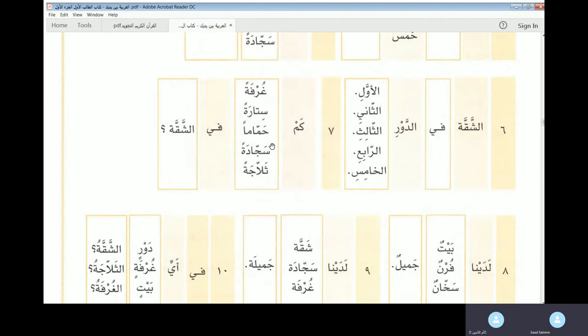Kam sajadatan fi shaqati? How many rugs are in the apartment? Kam thalajatan fi shaqati? How many refrigerators are in the apartment? Why are we using fatha with all these words?